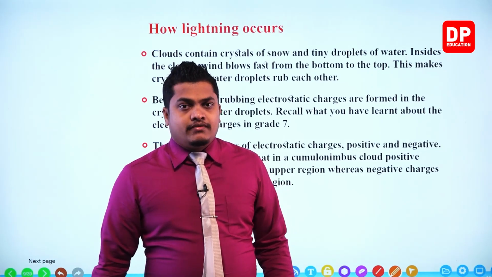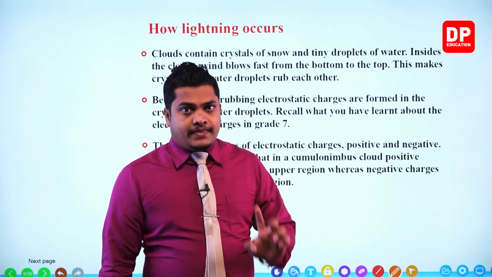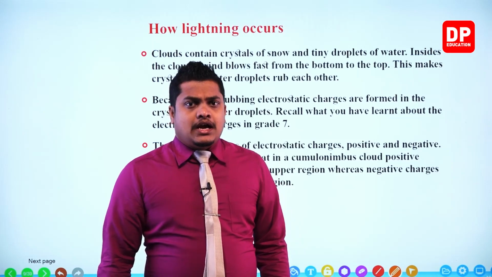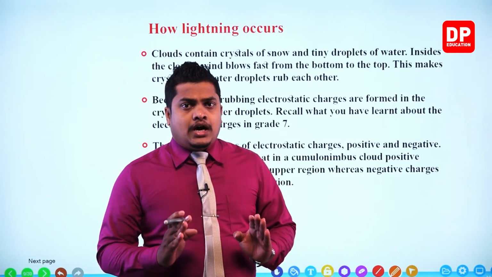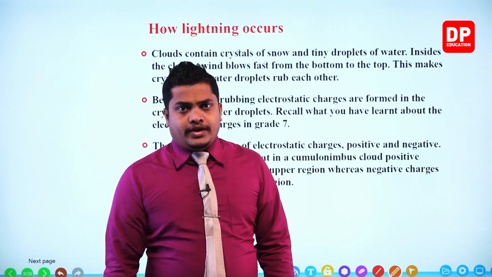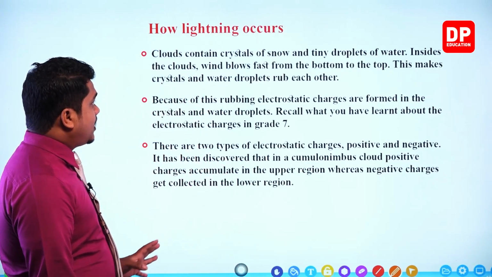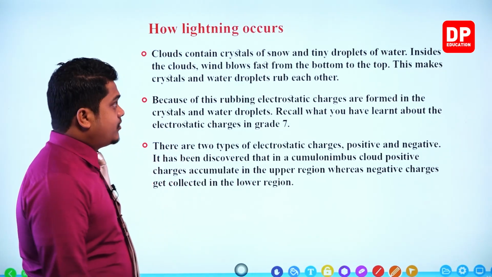Now, my dear children, we'll be coming on to the first main topic. Previously we got a certain idea on the creation of lightning. Now we are going to study how lightning occurs. Let's see the first and foremost topic then: how lightning occurs.